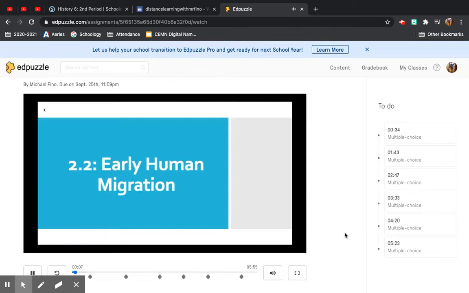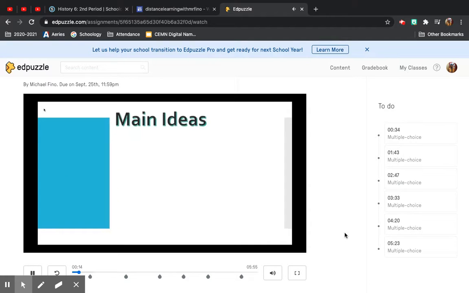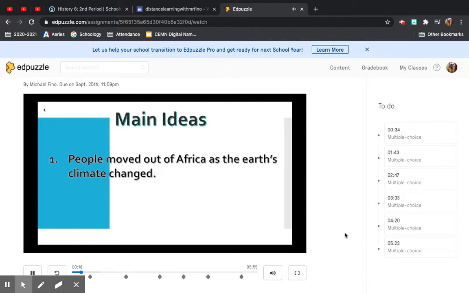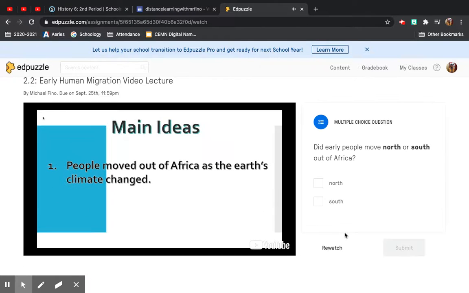Hello class, this is 2.2 Early Human Migration. This section has two main ideas that you'll need to remember. Number one, people moved out of Africa as the Earth's climate changed, which just means as it began to warm up, they moved north out of Africa. All right, so there it stops and asks us, did early people move north or south out of Africa?